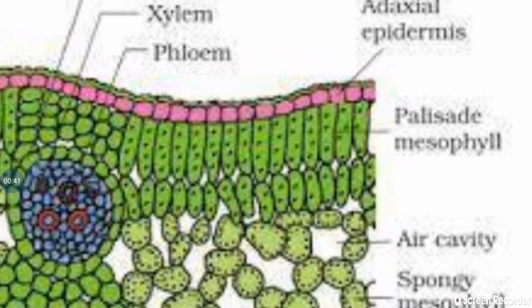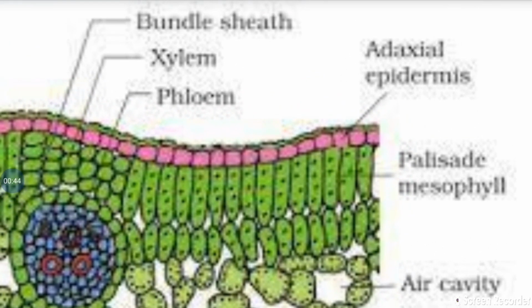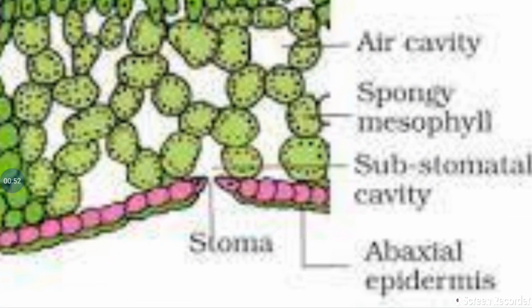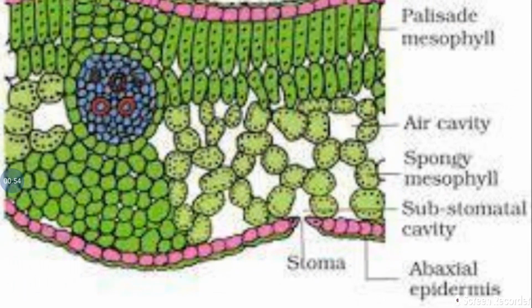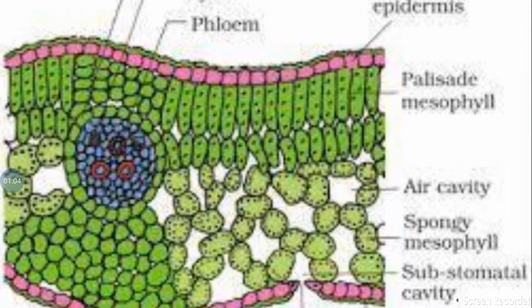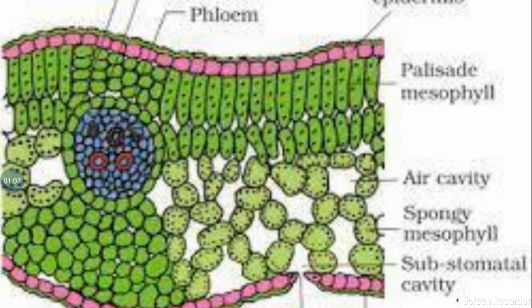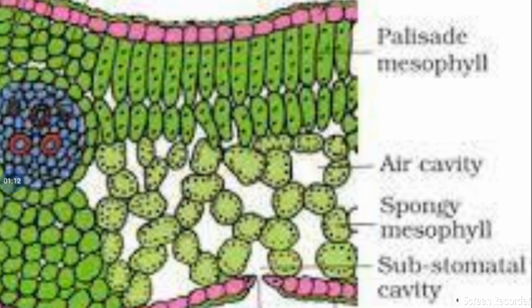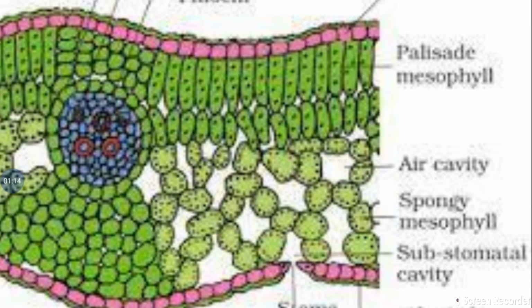The TS of a leaf consists peripherally of two epidermal layers: the upper epidermis, also called the adaxial epidermis, and the lower epidermis, also called the abaxial epidermis. The two epidermal layers are covered by a cuticle, which is an impervious layer, and they enclose a tissue called the mesophyll tissue. The tissue enclosed between the two epidermal layers of the leaf is called the mesophyll tissue.